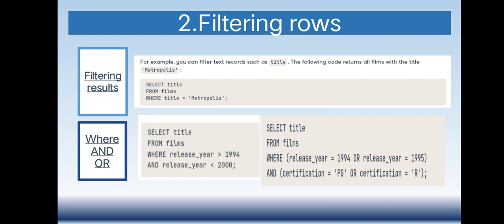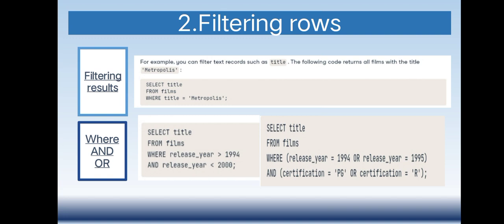So in the first example, you can filter text records such as titles, and the following code returns all films with the title Metropolis. So we will select title from the film table where the title is Metropolis.